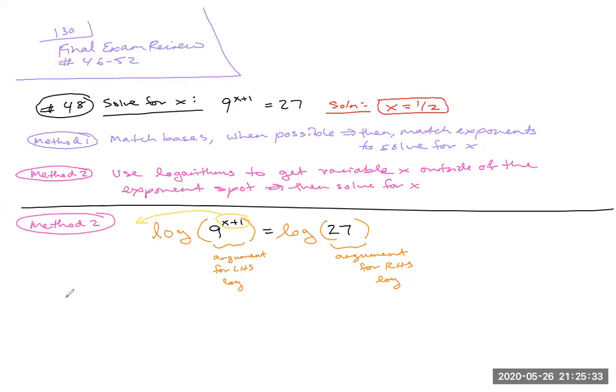Okay, so next step, use power rule of log to bring x plus 1 down. So note it is still a factor, x plus 1. And then you're going to have your log of 9 left. On the right-hand side, you're going to have a log of 27.